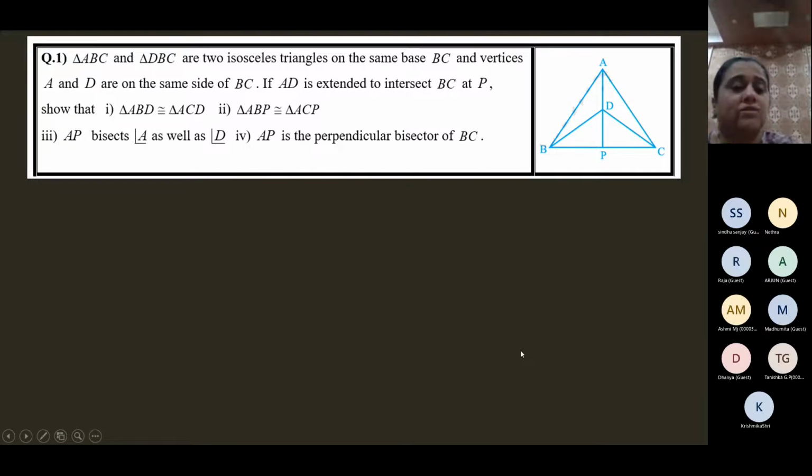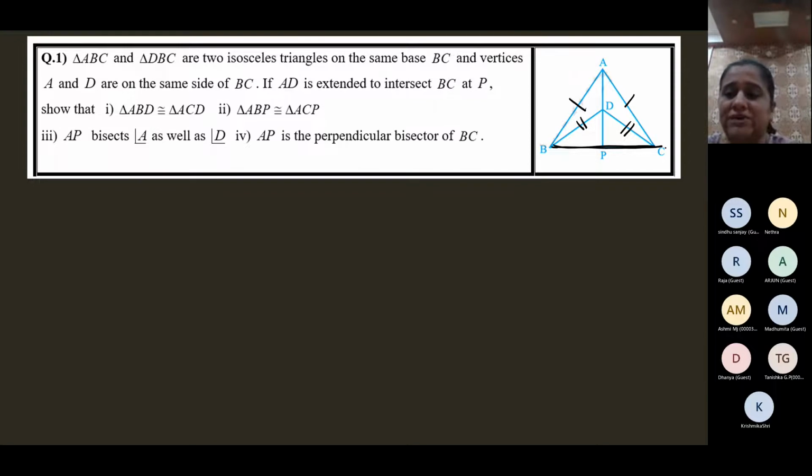All right. So here, triangle ABC. See the figure as I'm reading. Triangle ABC and triangle DBC are two isosceles triangles. See, they have the same base BC. The two triangles have a common base BC, which means that is not any of the equal sides. So clearly this side is equal to this side and this side is equal to this side.